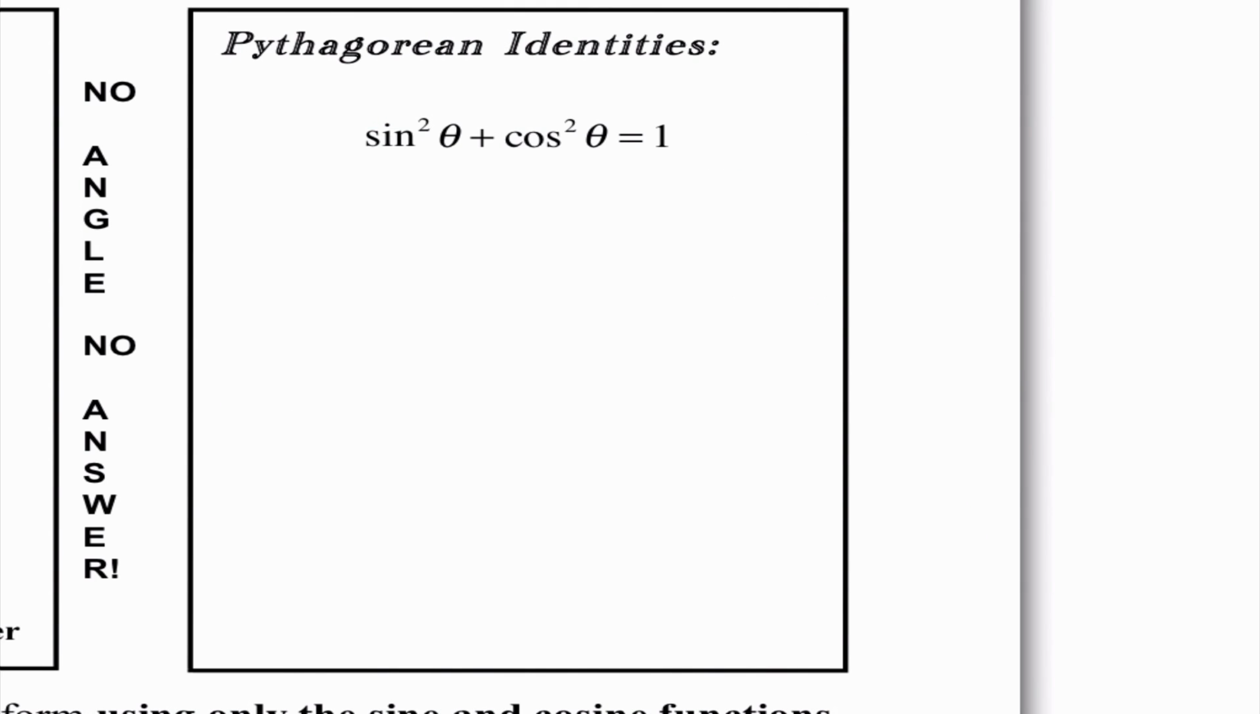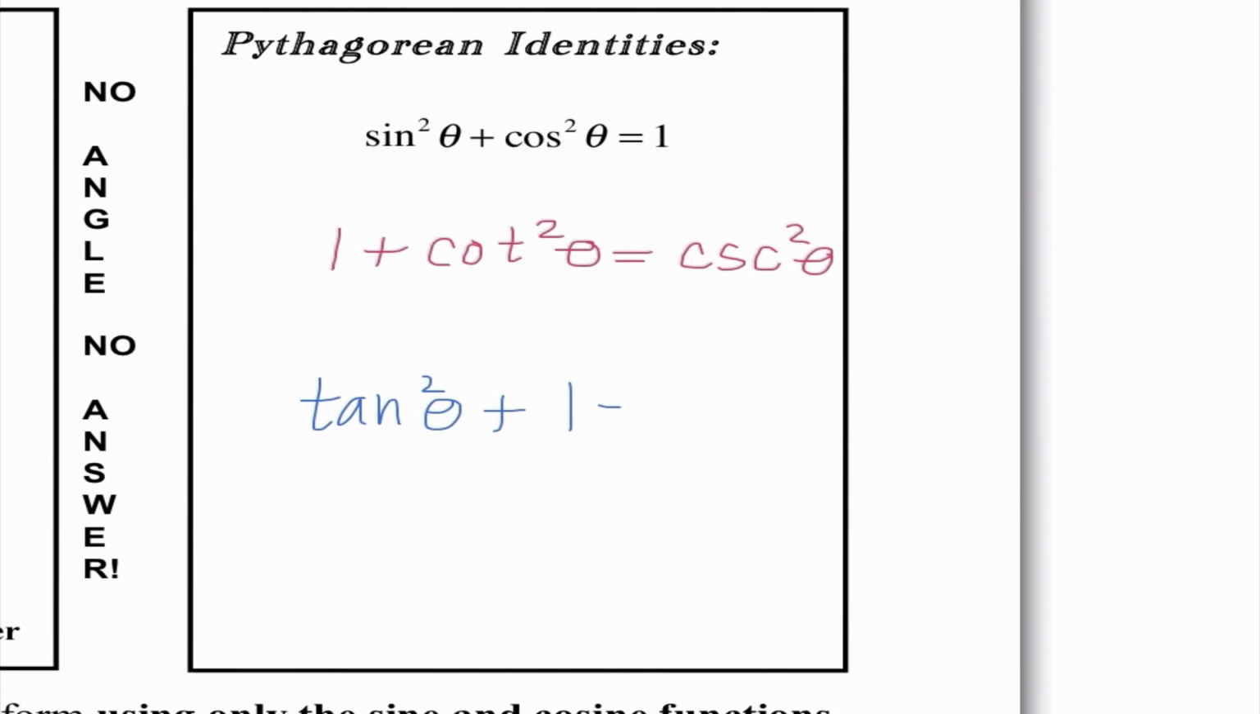The next 3 only work when we have something squared, and our first one is sine squared plus cosine squared equals 1. We saw in the last video why this is true, and I want to point out that with squared, we always write it in front of the angle, and the reason is we are not squaring the angle, we are squaring the function. When I divide everything by sine squared, I get 1 plus cotangent squared equals cosecant squared. And when we divided everything by cosine squared, we get tan squared plus 1 equals secant squared.